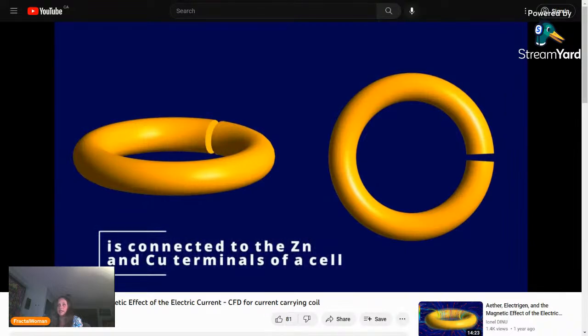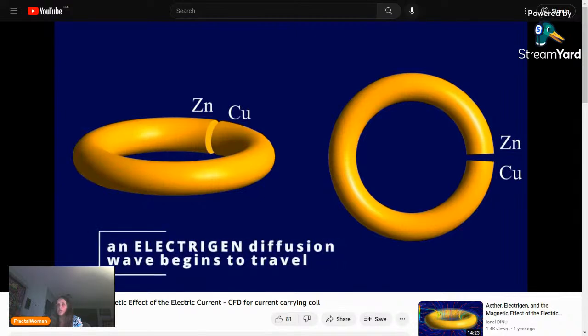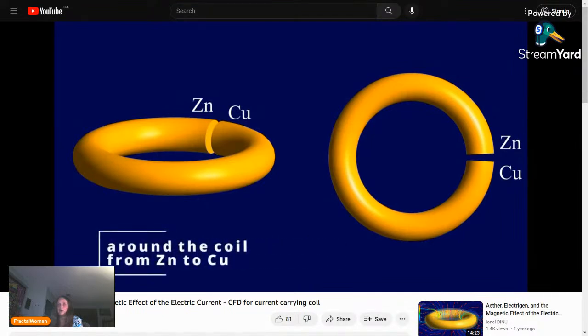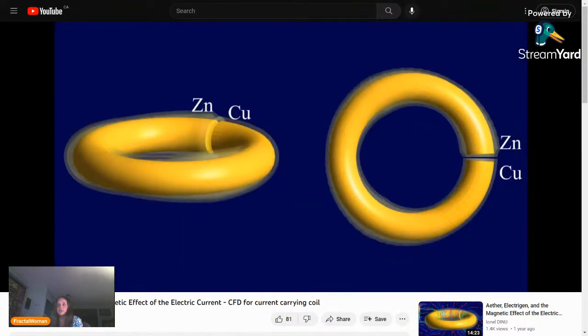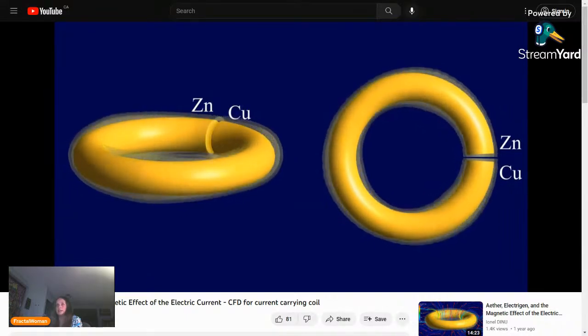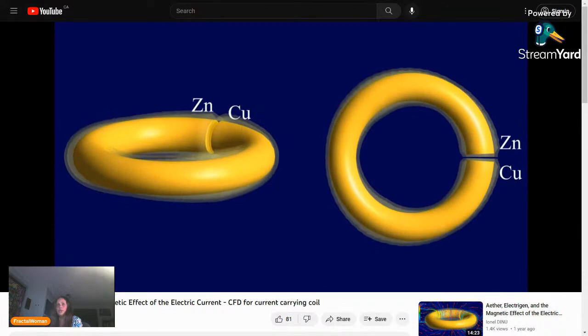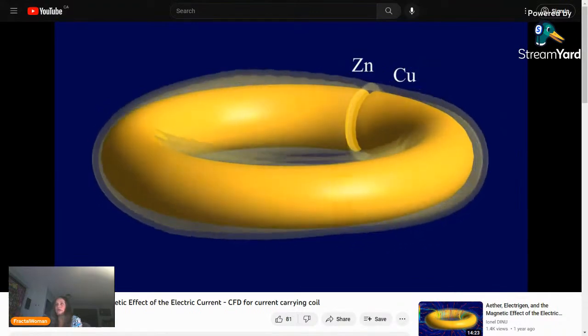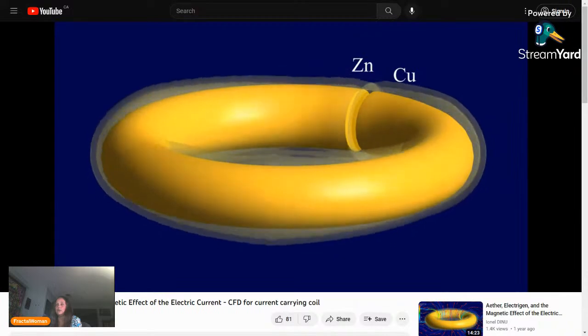Okay, so he's connecting a zinc and a copper terminals in a coil of wire. And he's got the electrogen diffusing around the coil. And so you should be able to see that. So now you can see he's got what he refers to as electrogen, which is kind of like the wind. So in the wind-water analogy, the electrogen is the wind. Okay, and you can see the wind blowing around the coil, and it's creating what he calls a diffusion wave.